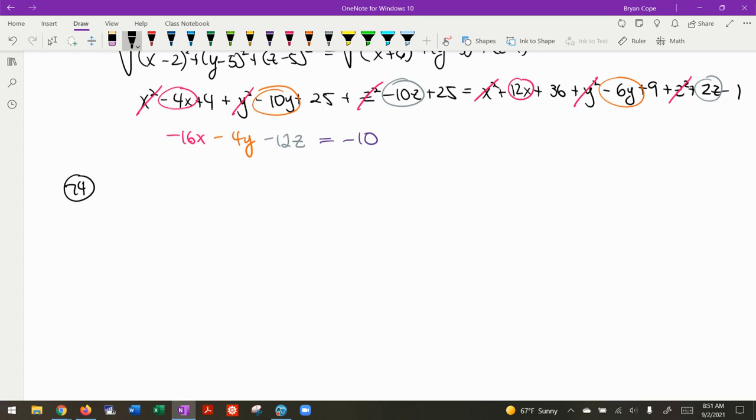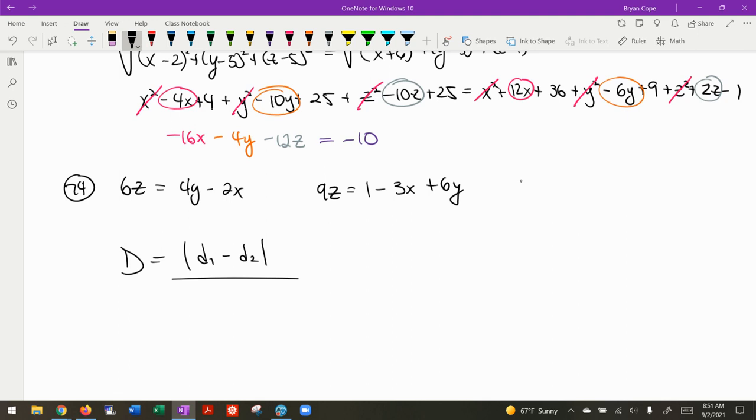Okay, 74 says, find the distance between the given parallel planes. All right, cool. So we have a formula for this. We just have to set up the plane equation so that we can use it. So there's the first plane equation. They're given to us in kind of an odd form here. So let's use this one: the absolute value of the difference of the d values, over the square root of a squared plus b squared plus c squared.